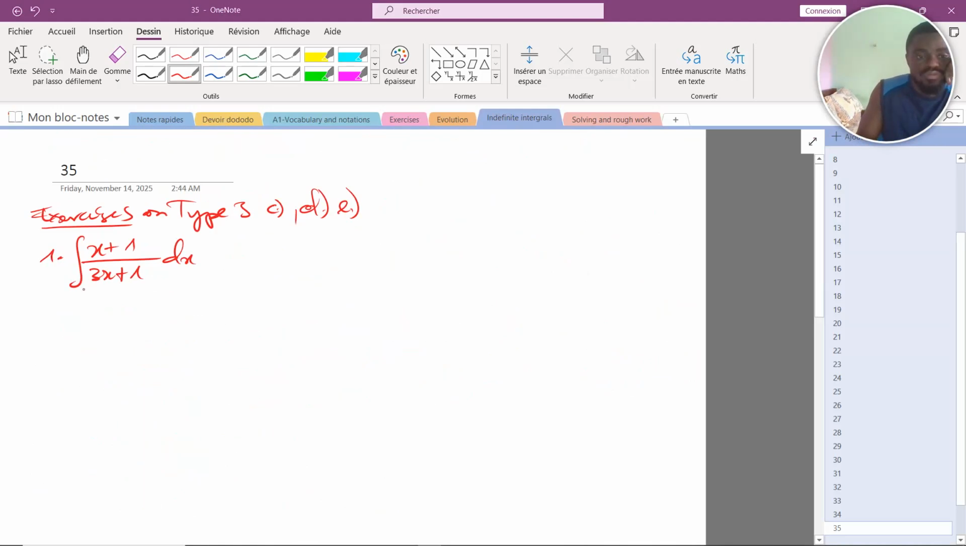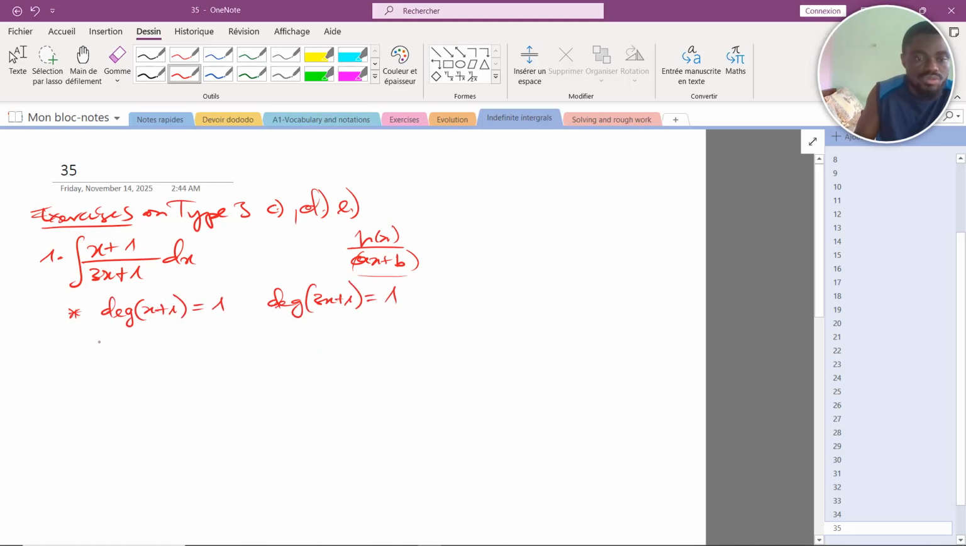Okay, we are to integrate x plus 1 all over 3x plus 1 dx, with respect to x. We first of all basically see that this is already in the form h of x on ax plus b, where this is a linear function, this is a polynomial. Okay, now what do we notice? The degree of x plus 1 is equal to what? 1, because the highest power of x here is 1. The degree of 3x plus 1 is equal to 1.